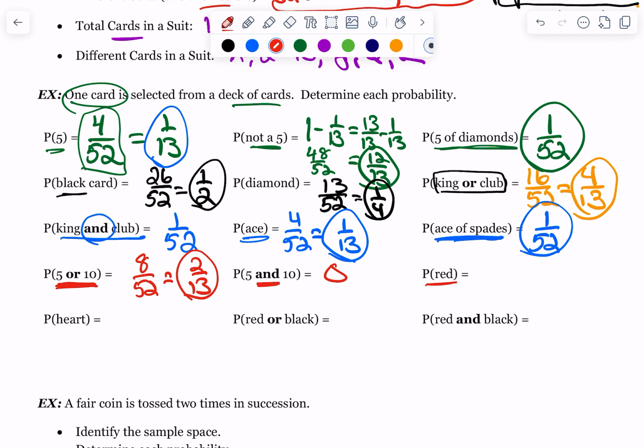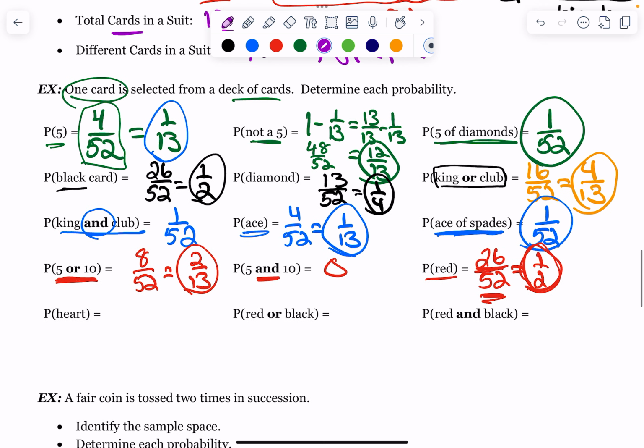Next one is the probability of red. Well, half the cards are red, so 26/52, which does simplify to a half. You could just write the half. You don't need to necessarily do this. So there's 13 diamonds and 13 hearts. 13 plus 13 is 26. Okay, next one. The probability of a heart. Well, there's 13 cards in hearts out of the 52, which gives us 1/4.